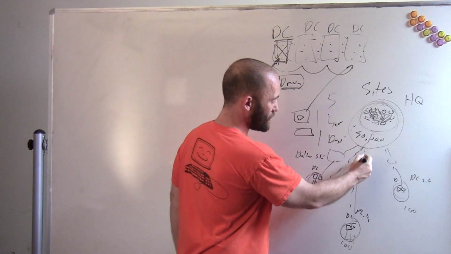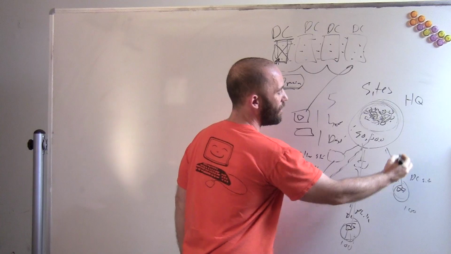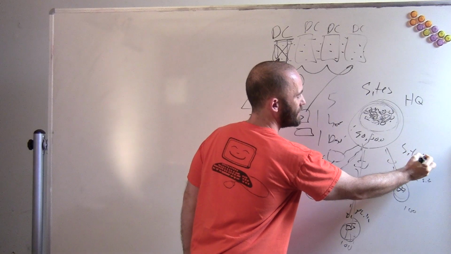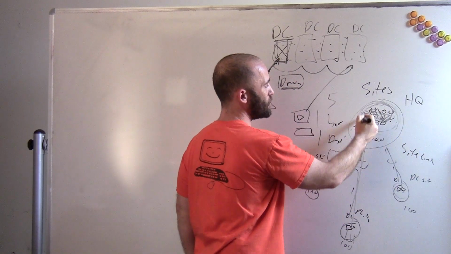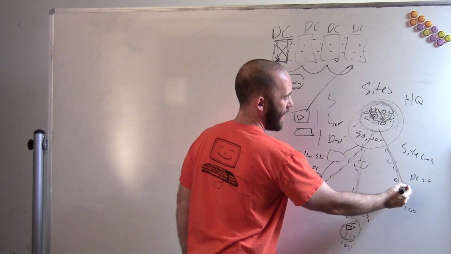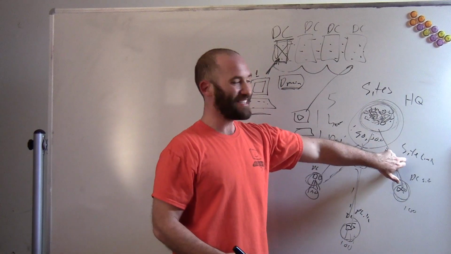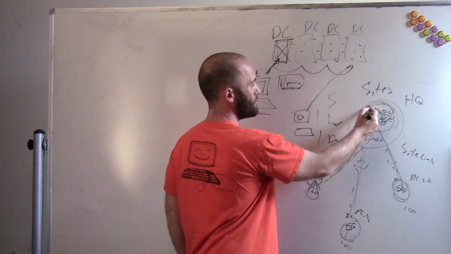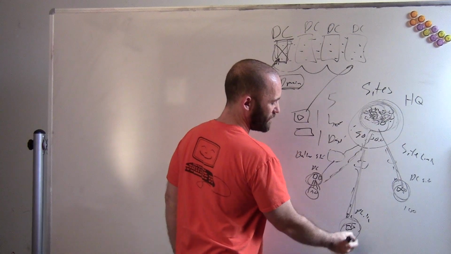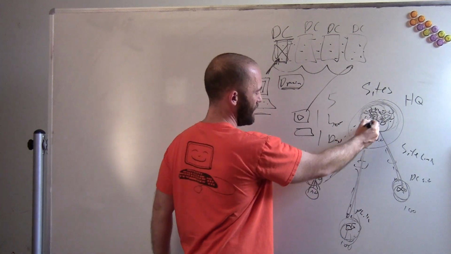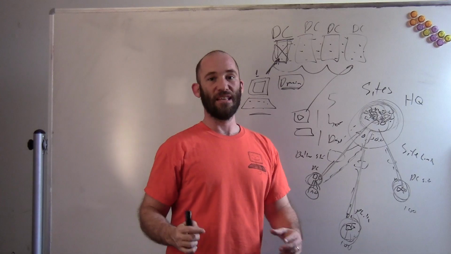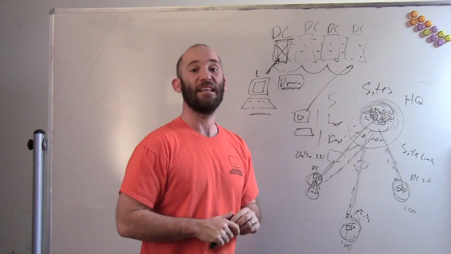Now these connections here are called site links. So the connection between the headquarters site and the DC site is called a site link. The connection between the headquarters site and the Philadelphia site is a site link. This is called a site link. So it's how the sites connect together.